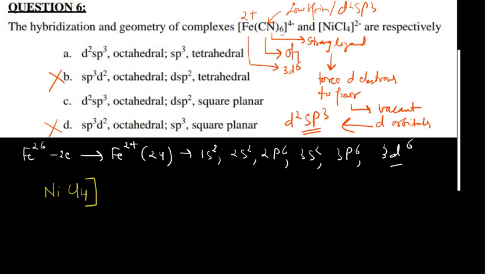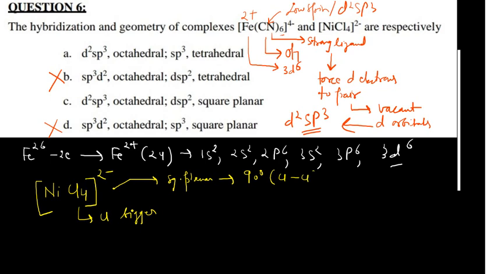NiCl4 2 negative. There are two ways of explaining this one. First of all, you can understand that Cl is bigger in size. So if it is forming a square planar complex, then the bond angle would be 90 degree between the two chlorine atoms. If it forms a tetrahedral structure, then the bond angle would be 109.5 degree between the chlorine atoms.